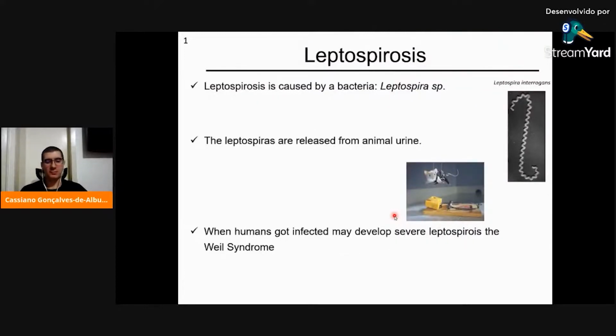Leptospirosis is an infectious disease caused by the Eubacteria Leptospira. Both wild and domestic animals can spread the disease, most commonly rodents. When humans get infected, they may develop severe leptospirosis, called Weil syndrome. The hypokalemia draws attention to a possible role of sodium-potassium ATPase in the process.